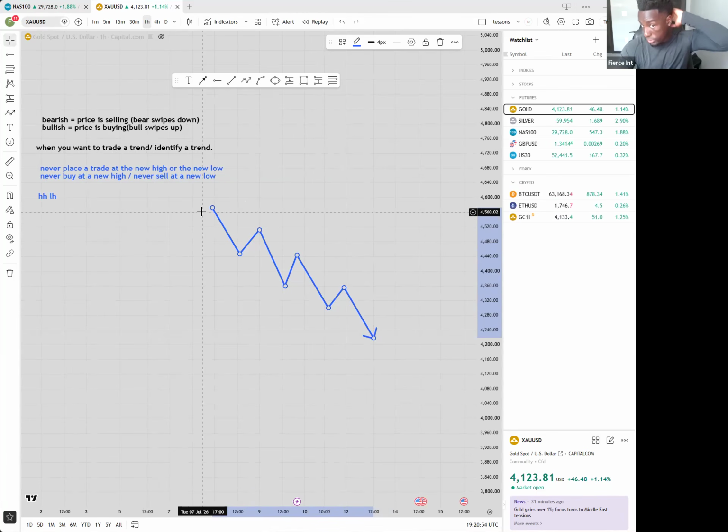Now, for you to identify a bearish trend is very, very easy. So all you have to identify is lower highs and lower lows. This is the way you identify this.